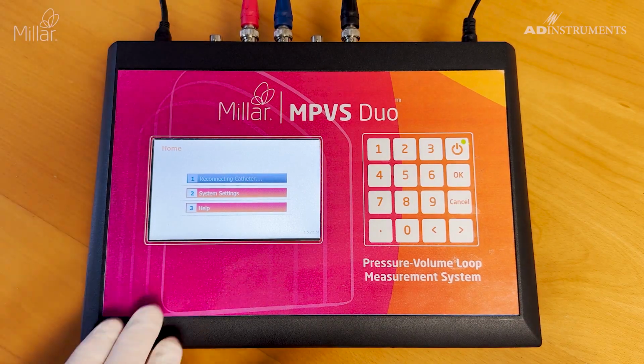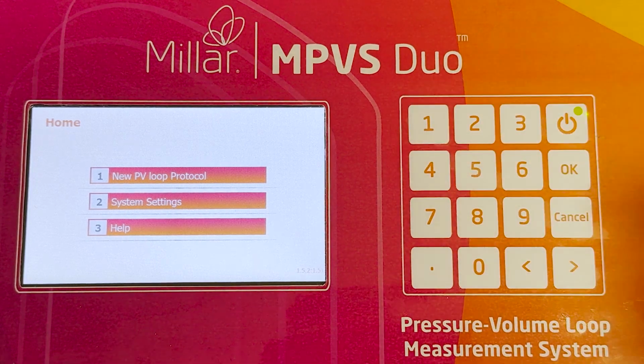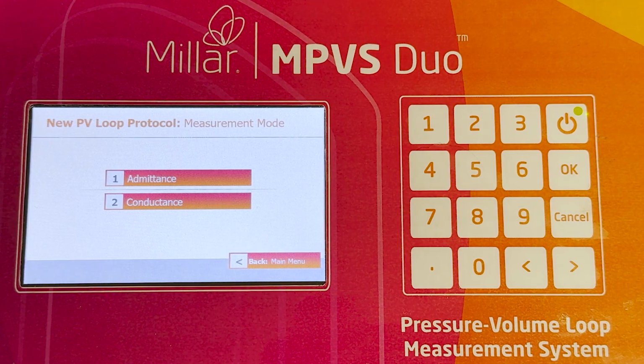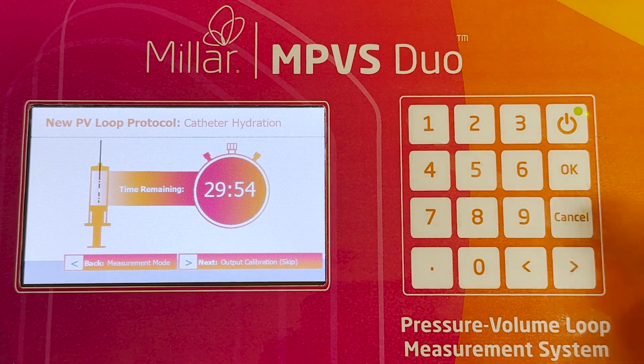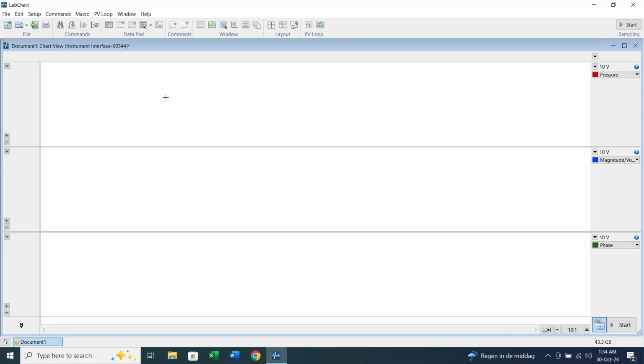and with a catheter connected, press 1 to start a new PV loop protocol, and then press 2 to select conductance. You will now be prompted to soak the catheter for 30 minutes. If the catheter has already been soaking for 30 minutes, you can then press the forward arrow to go to the calibration screen. In LabChart, if the workflow isn't visible, select the PV loop menu and select workflow.